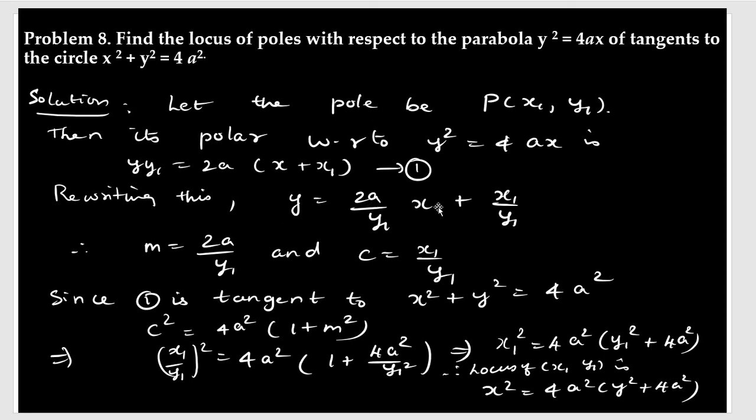Now we have to write this in the format y is equal to mx plus c. So we get this, and from it we write what m is and what c is. Now y is equal to mx plus c is a tangent to the circle x square plus y square is equal to d square, so the condition is c square is equal to d square into 1 plus m square. Here, instead of d square we have 4a square. So c square is equal to 4a square into 1 plus m square. c is known and m is known, so just substitute and simplify, and if you drop the suffix you get the locus. So this will be the locus.